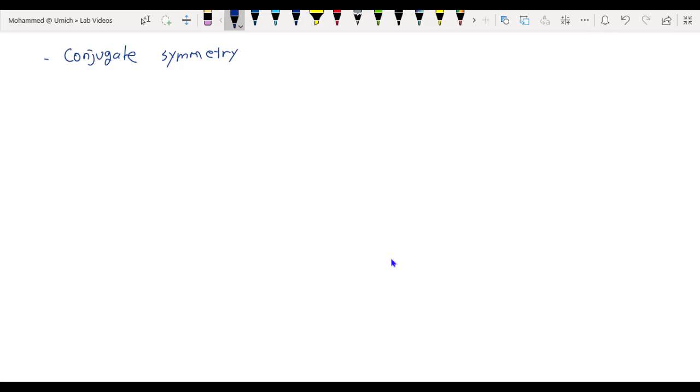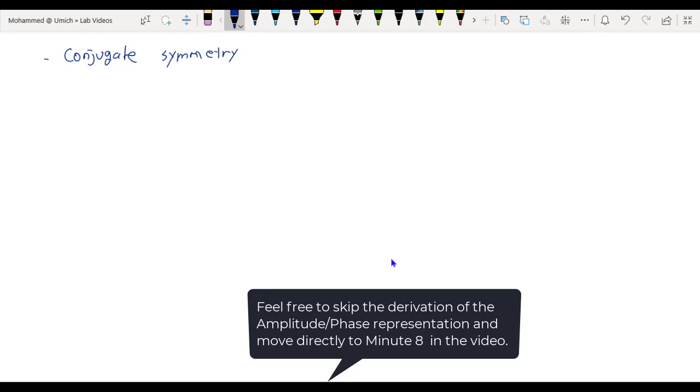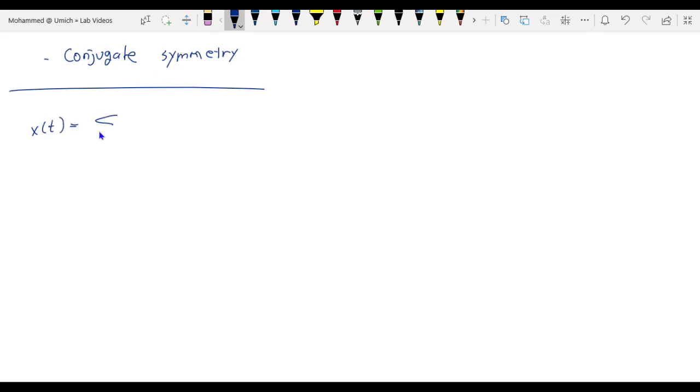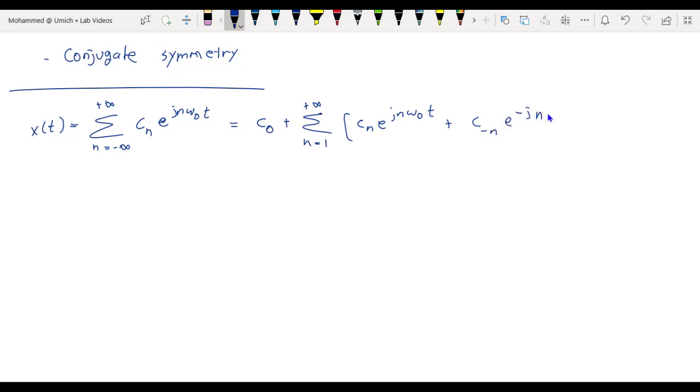To derive the alternative form of the Fourier series, we can first rearrange the original complex exponential Fourier series representation. So x of t equals the sum from n equals minus infinity to infinity of Cn e to the jn omega naught t, which I can rewrite as C0 plus the sum from n equals 1 to plus infinity of Cn e to the jn omega naught t plus C minus n e to the minus jn omega naught t.